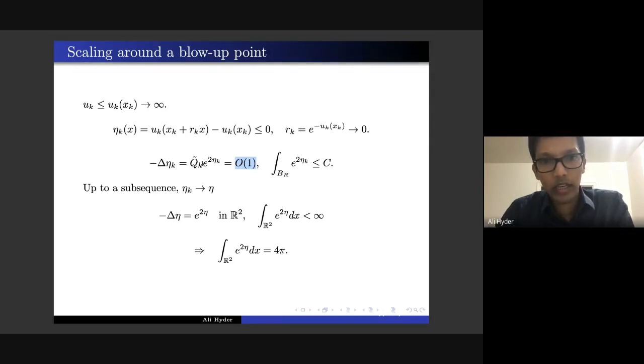So think of q_k tilde as identically 1, it converges. So this is Laplacian eta equals exponential eta in R^2, and the integral is uniformly bounded here. That gives that the integral on the whole space R^2 is finite. And I have already mentioned that for the equation on R^2, an integral being finite means the integral is exactly 4 pi. And this is how we get 4 pi, the total integral around this peak.